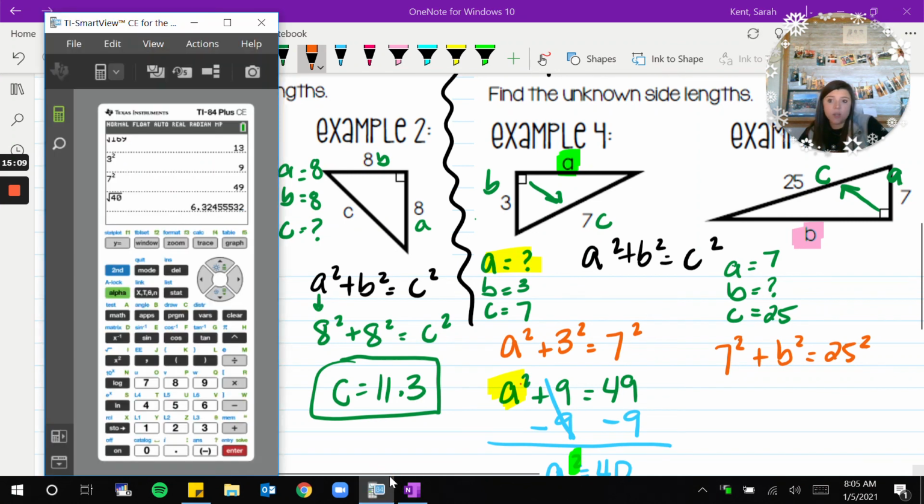So we can go back and use the numeric solver. I can go math, up, enter. In example 1, I'm going to type in this first part. I'm going to type in 7 squared plus, there's no B, so I'll just do X squared. And then in the second line, I'm going to put 25 squared. Then I'll press enter, alpha graph, and here my answer is 24.00, so I can just say X, or B, equals 24.